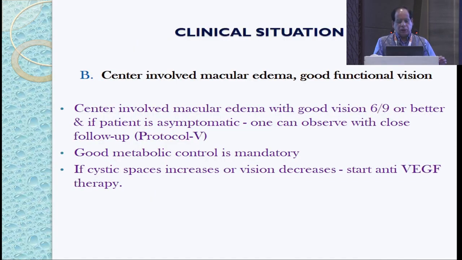There is another clinical situation: central involved macular edema with good visual function. If vision is 6/9 or better, and if the patient is asymptomatic, one can observe with close follow-up, and good metabolic control should be advised every time. When in follow-up there is an increase in the cystic spaces or a decrease in vision, one can start anti-VEGF therapy.